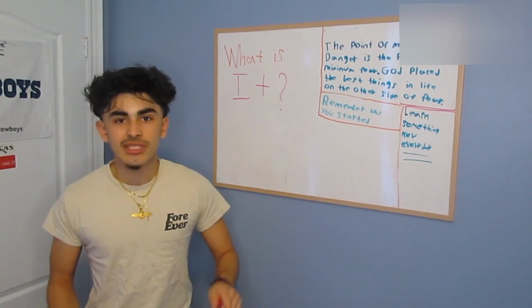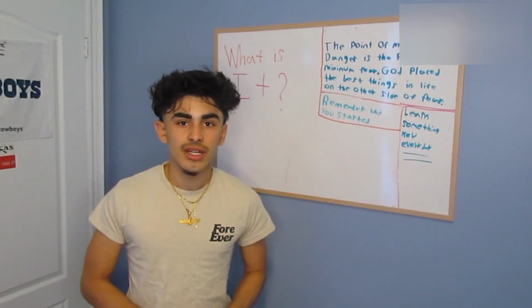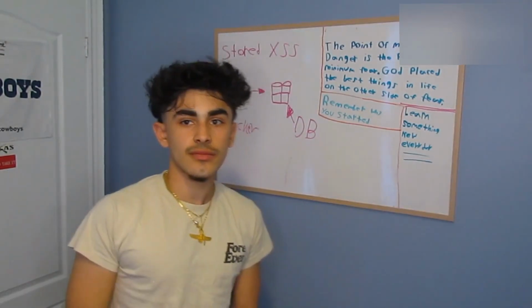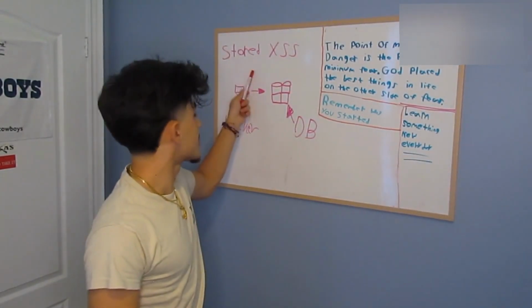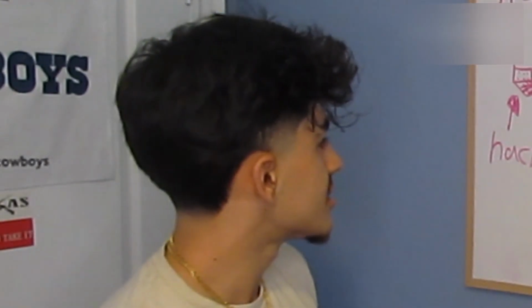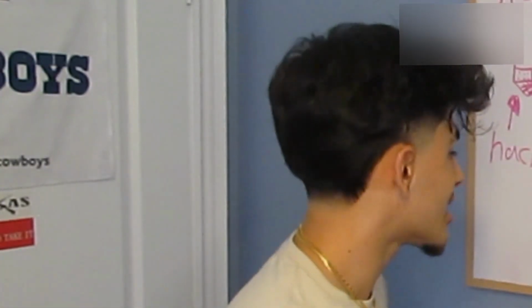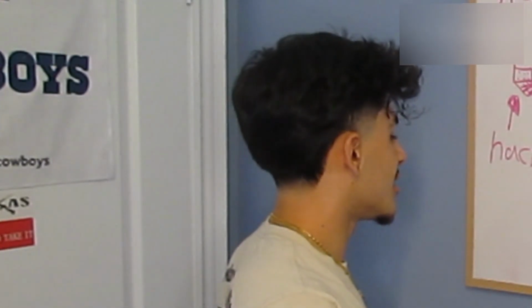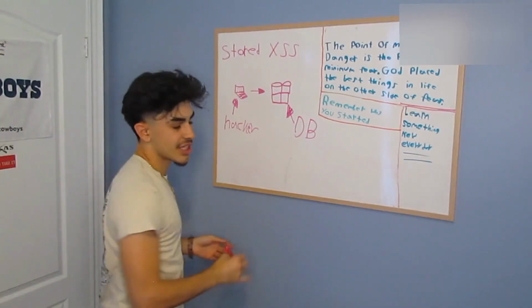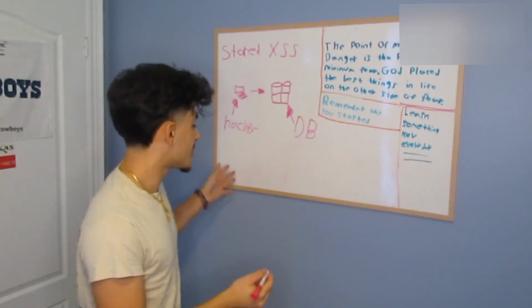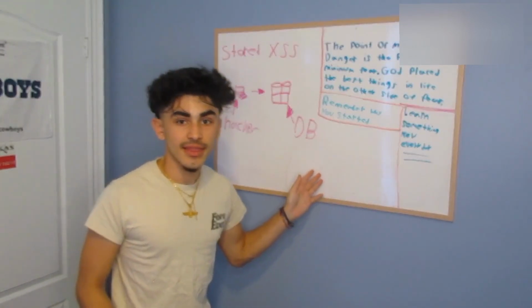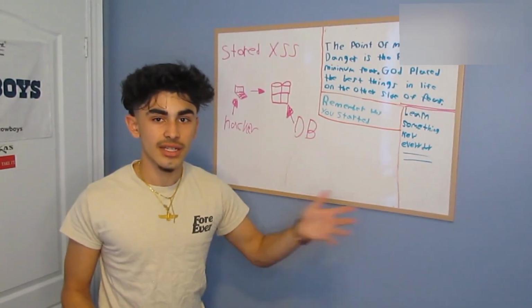Alright, so now we're going to be talking about the three different kinds of cross-site scripting. Alright, so the first one, stored cross-site scripting. So what is stored cross-site scripting? So stored cross-site scripting is basically when an attacker, like a hacker, puts code and it stays in the database. Okay, it stays there. Okay, so an example is when you put some code in your profile. So when people visit the profile, the code executes on their side.